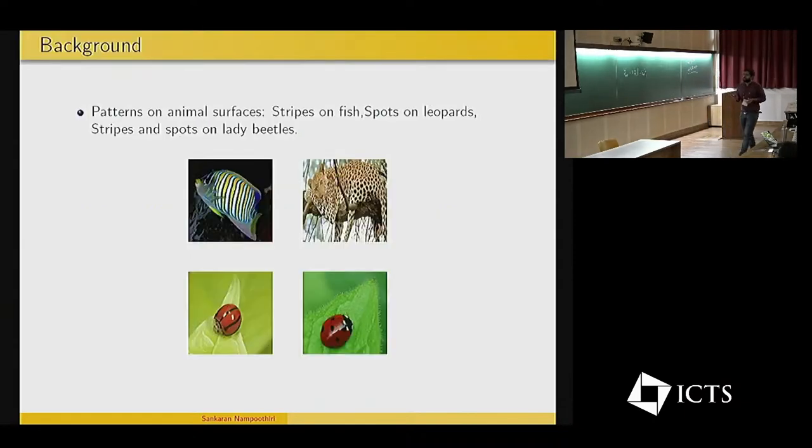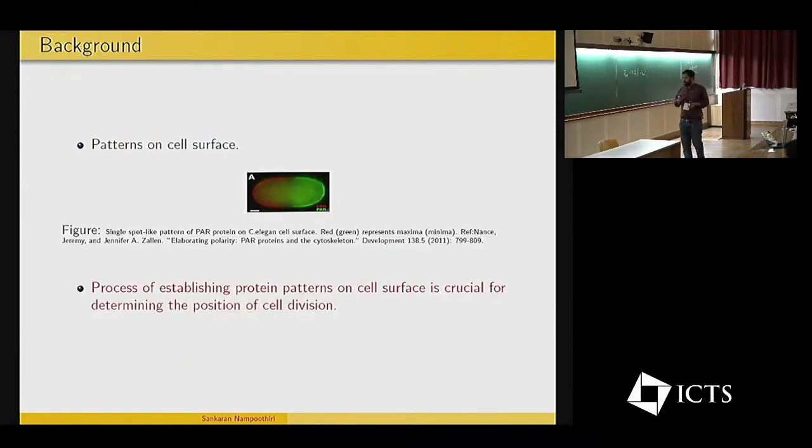Okay, so these are some nice patterns which you can see on animal surfaces. It's like a stripe pattern and spot, and some stripe again, and then spot patterns. But not only on animal surfaces, you can also see a pattern on a cell surface. It's a single spot pattern on the C. elegans surface. And this pattern is very important in the case of the cell surface because it is crucial in determining the cell division position. So patterns exist over a wide range of spatial scales.